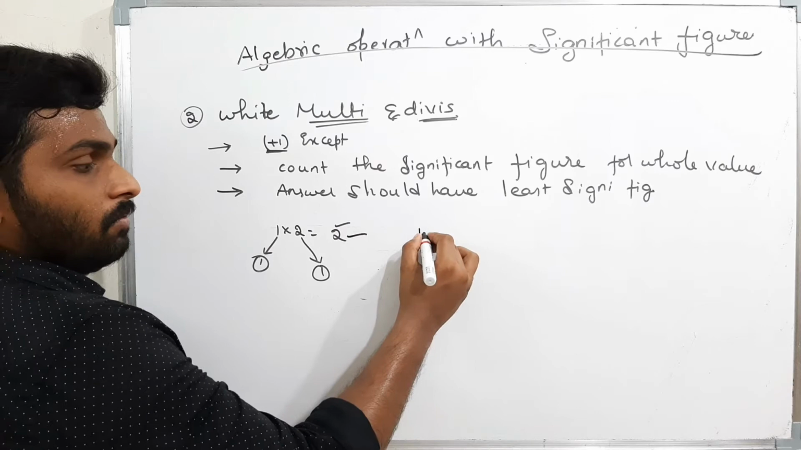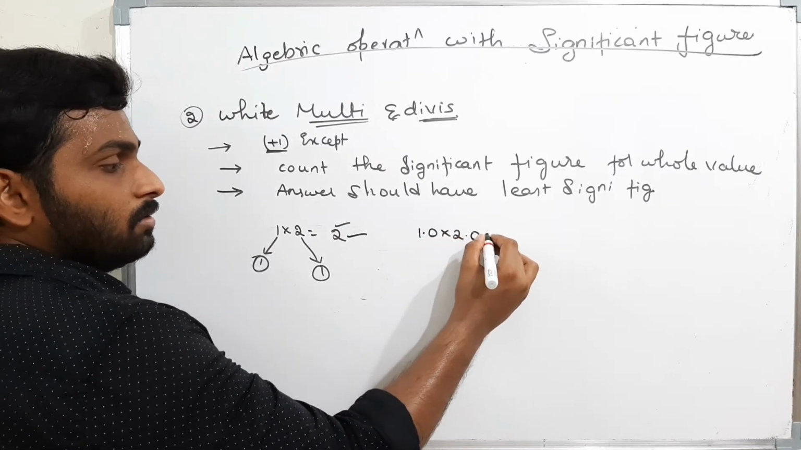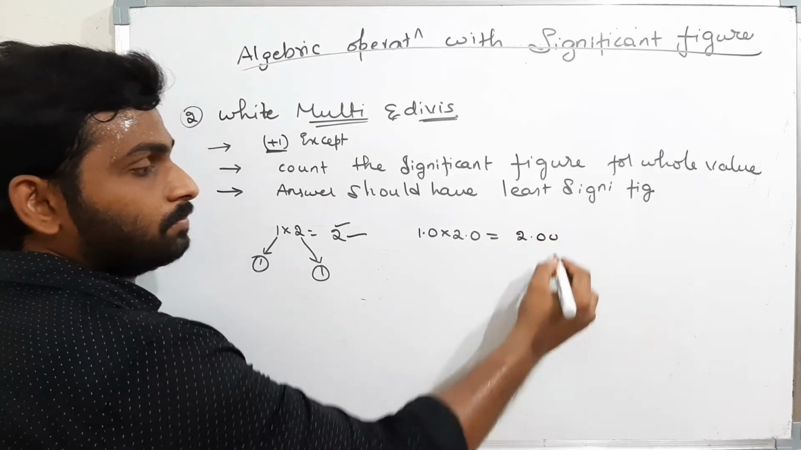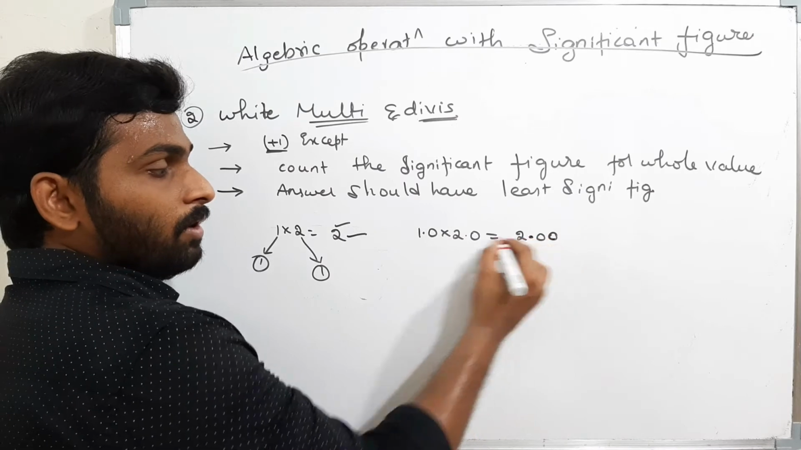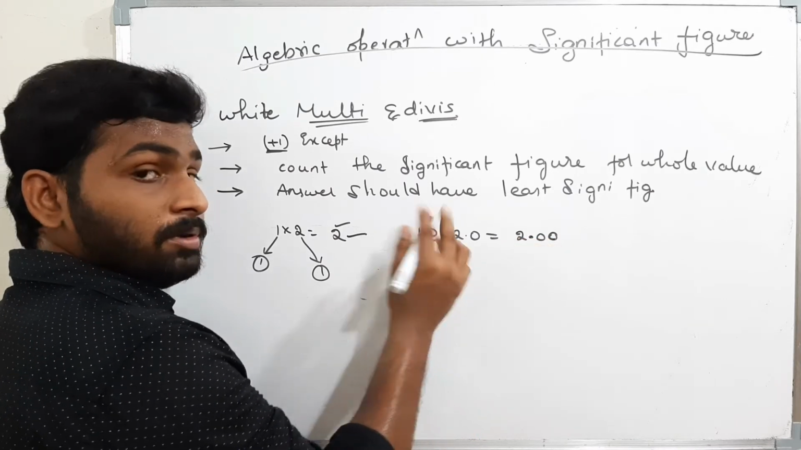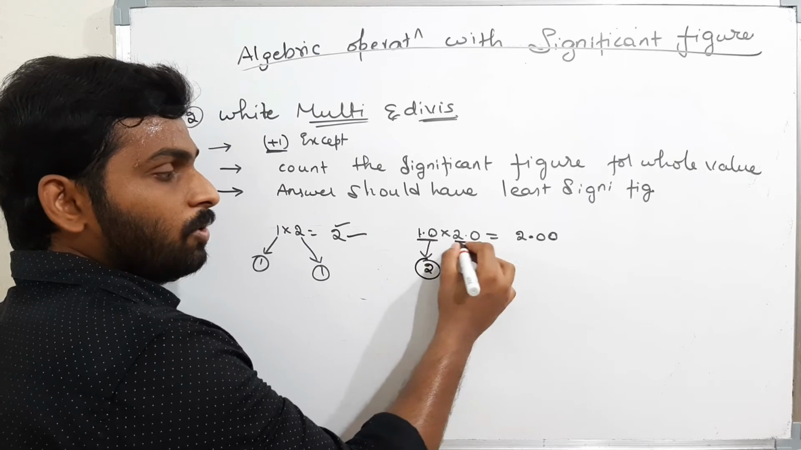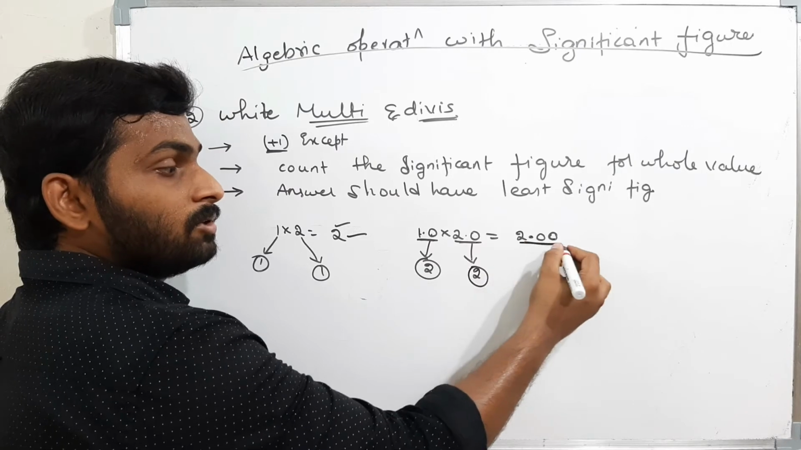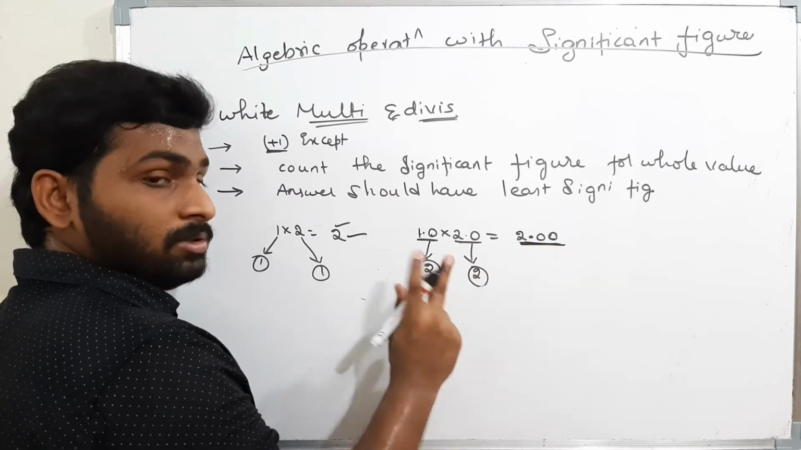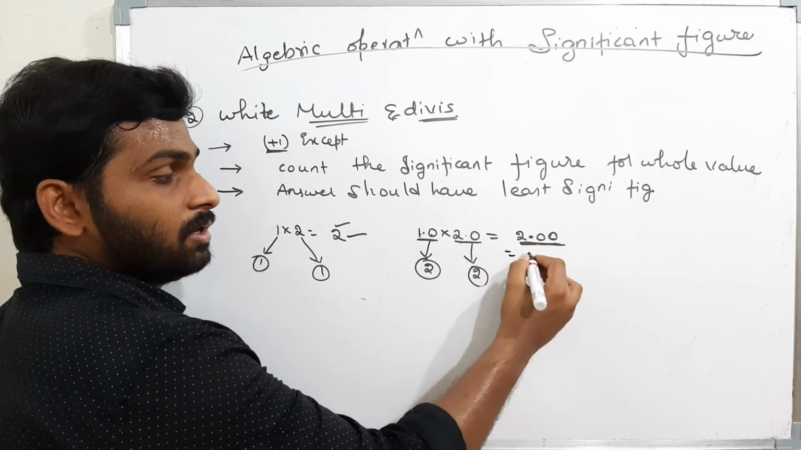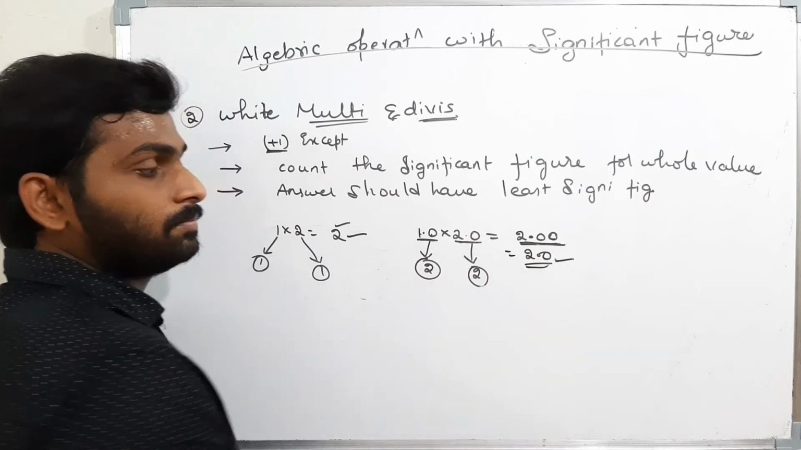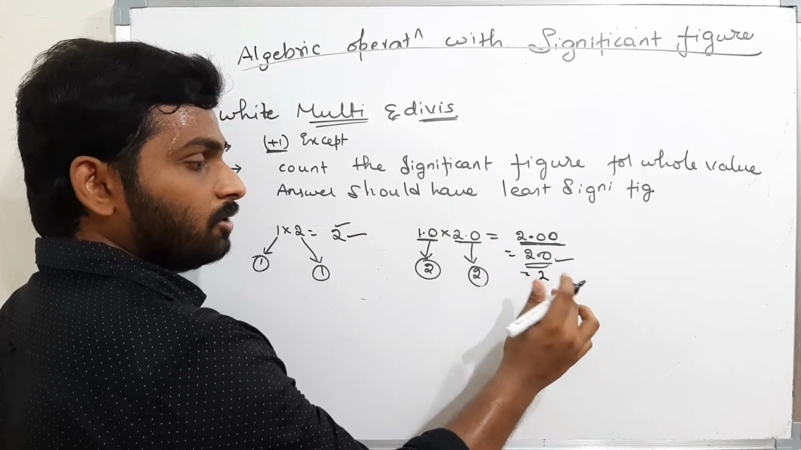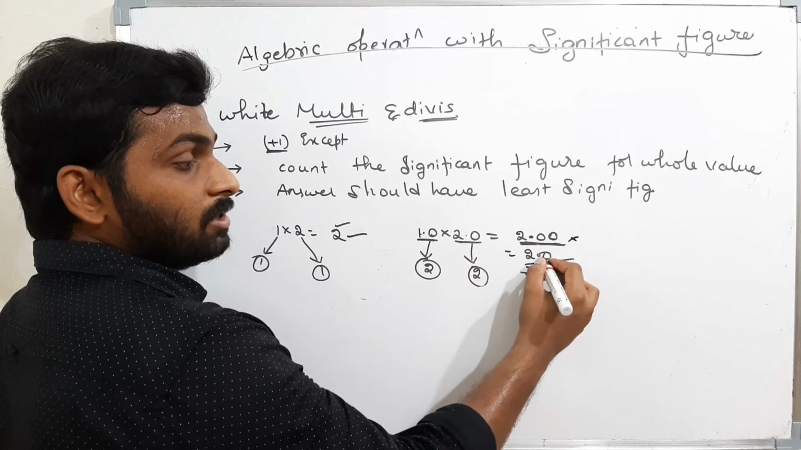Now we will see this. 1.0 into 2.0. What is the answer for this? 1.0 into 2.0 is nothing but 2.00. But for this one, what are the significant figures? 1.0 means 2 significant figures. 2.0 means how many significant figures? 2. Therefore the answer should also have the least. Which is least? 2 is the least. Therefore the answer should have 2 significant figures. That is 2.0 is the answer. I should not write 2.00 or 2, which is wrong. The answer should have the least, that is 2.0.